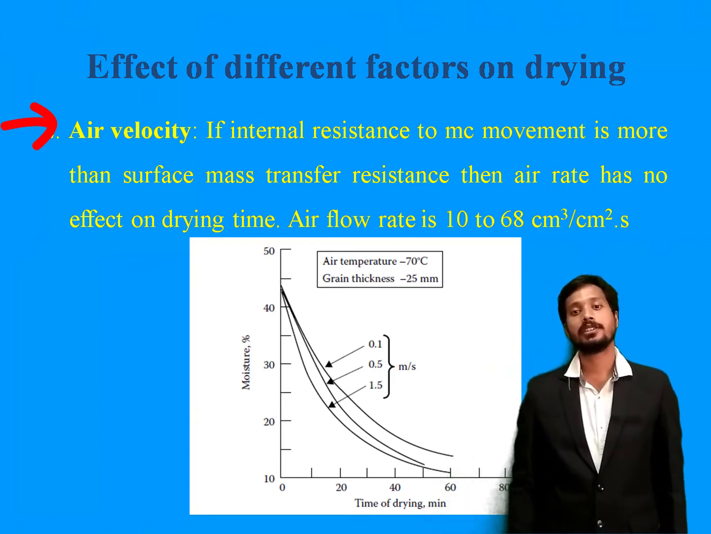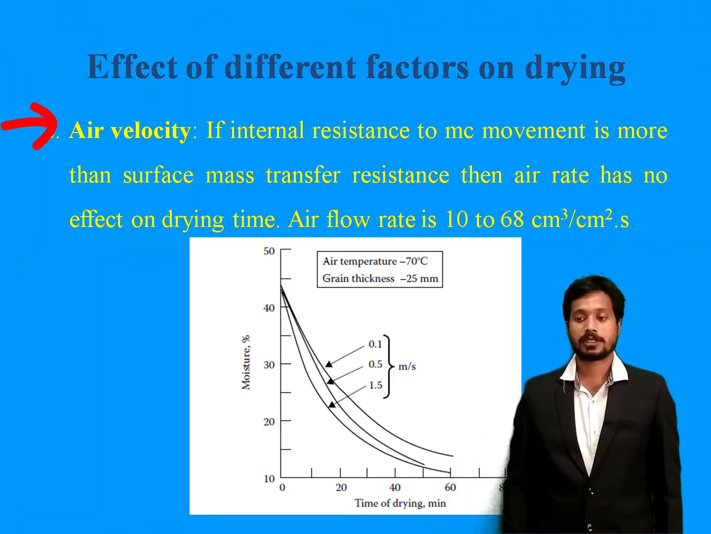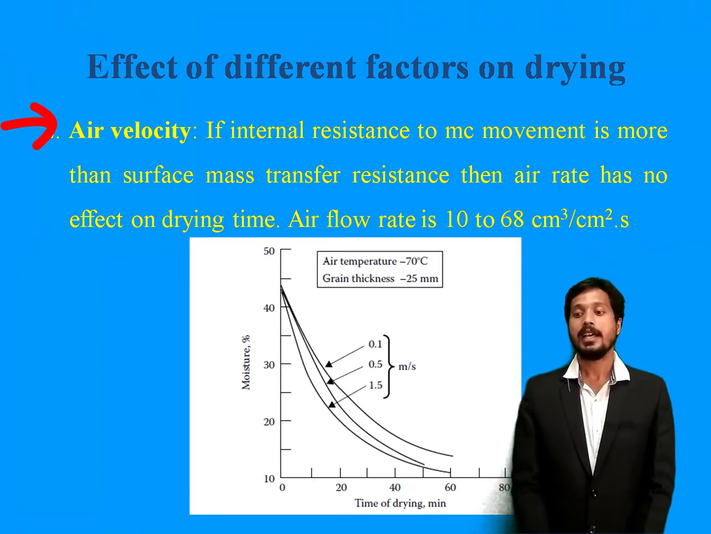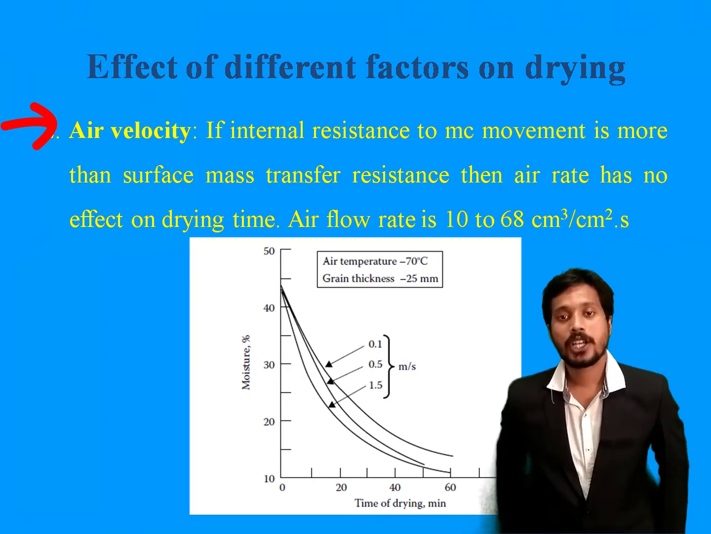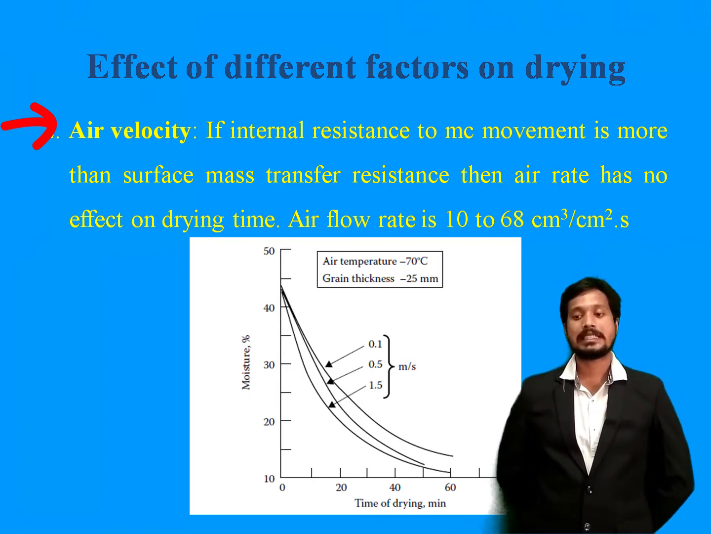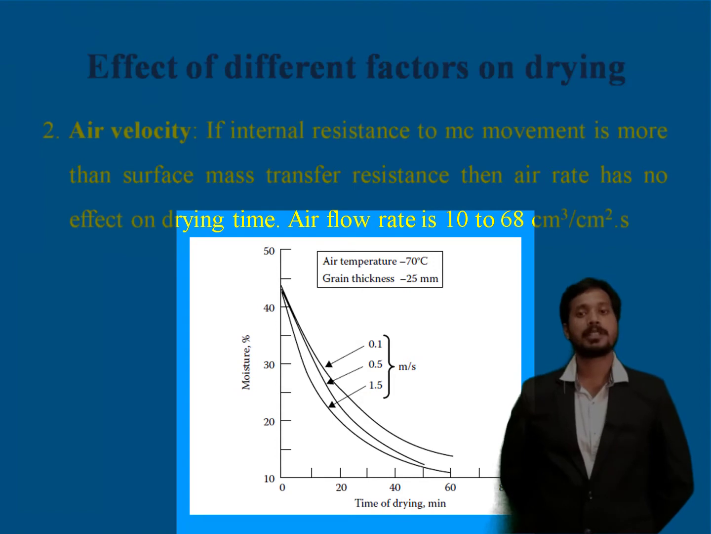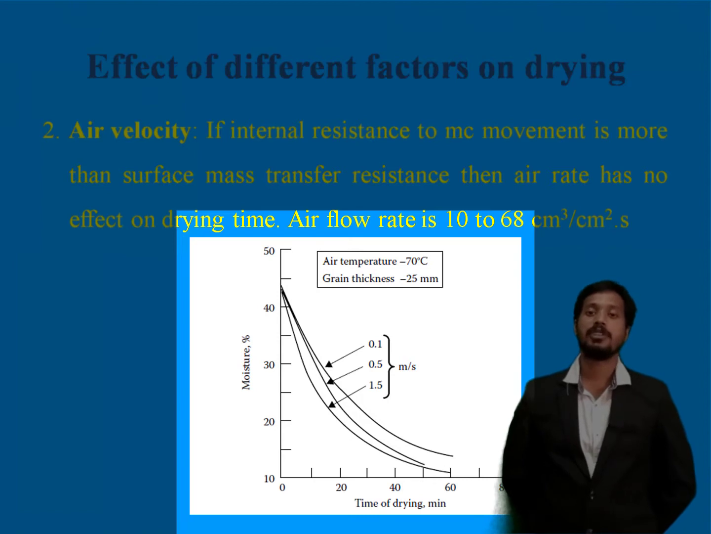So how does this air velocity affect the drying process? If internal resistance to moisture movement is more than surface mass transfer resistance, then air rate has no effect on drying time. Generally the airflow rate is 10 to 68 centimeter cube per centimeter square per second. Here also you can see the air velocity is not affecting that much, but still there is a change in drying rate. So we have plotted one graph of percent moisture versus drying time based on air velocity.